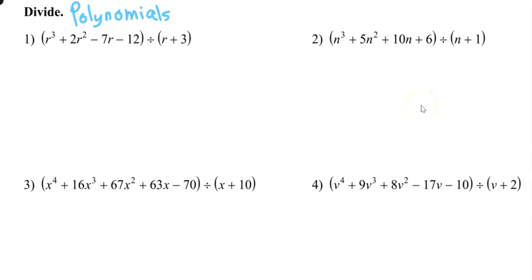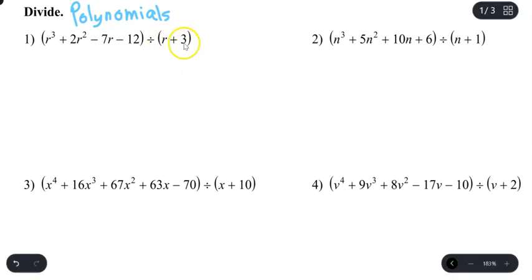We're going to be looking at dividing polynomials. And remember, polynomial just means, like polygon means many sides, poly means many. Polynomials means many terms. So a polynomial has two or more terms.